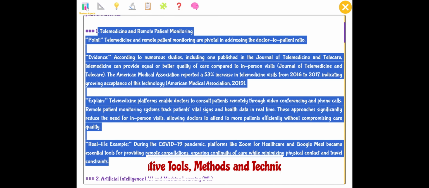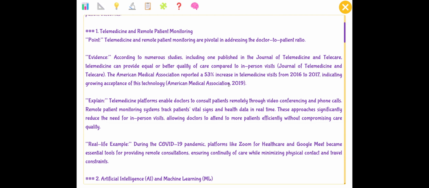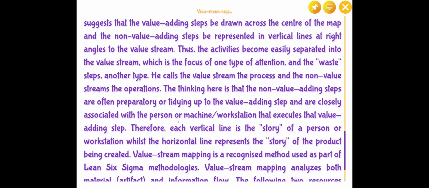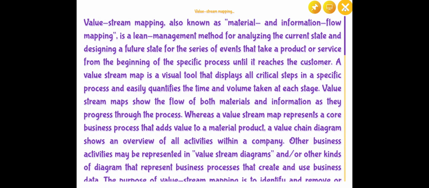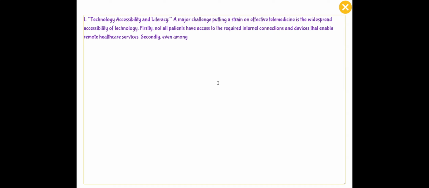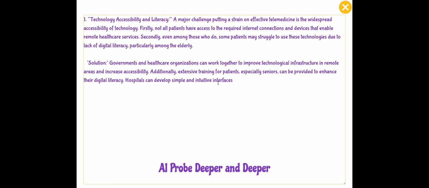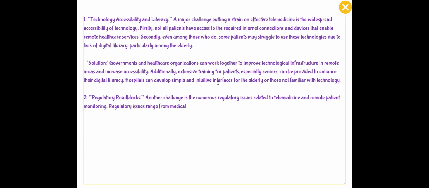Okay, so if you go on business here, for example, you will get a list of tools that you can use. For example, stakeholder analysis, potential challenges, value stream mapping. You can click on that and it will explain you what value stream mapping does. But here, if I want to know the potential challenges of implementing that particular telemedicine, you click on that. Just for that piece that you've selected, the AI will now drill deeper and tell you all the potential challenges.